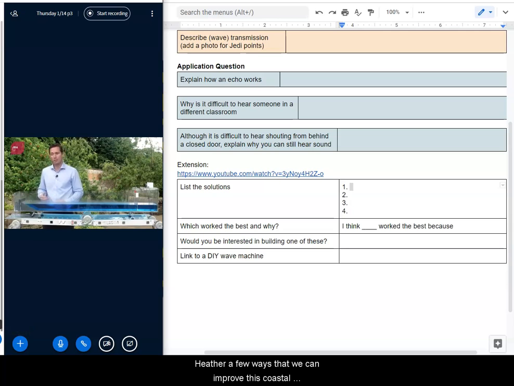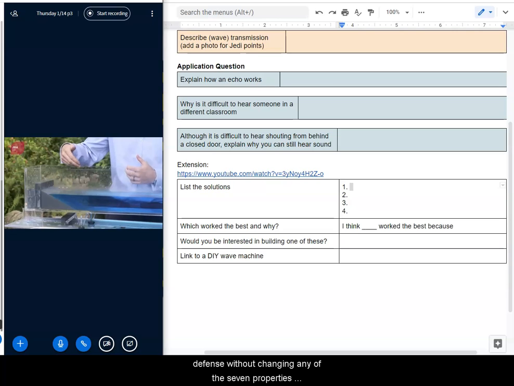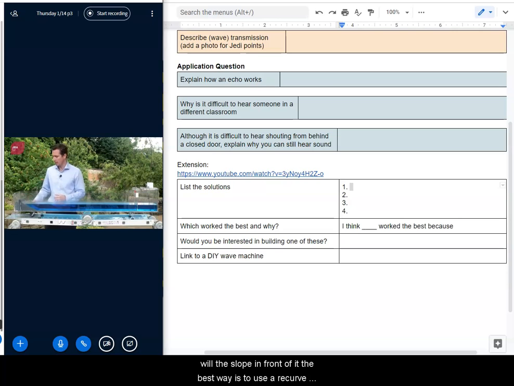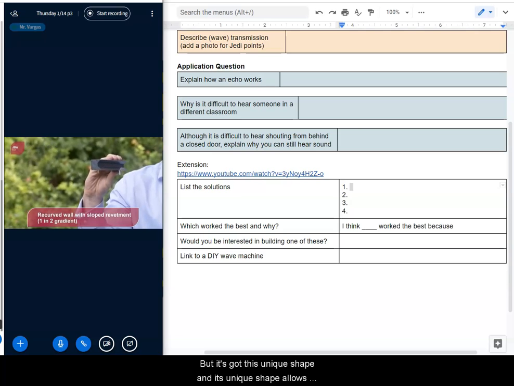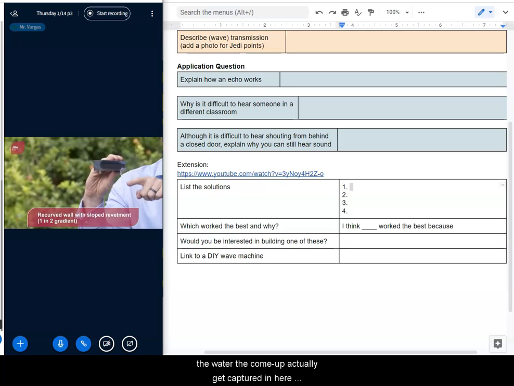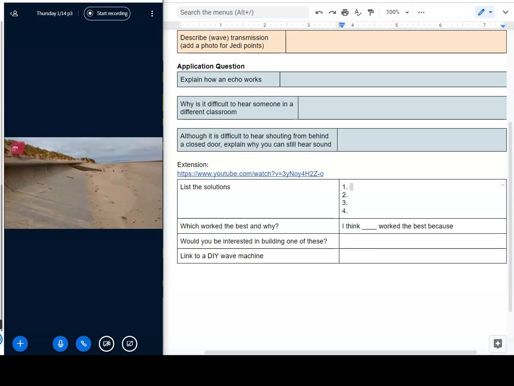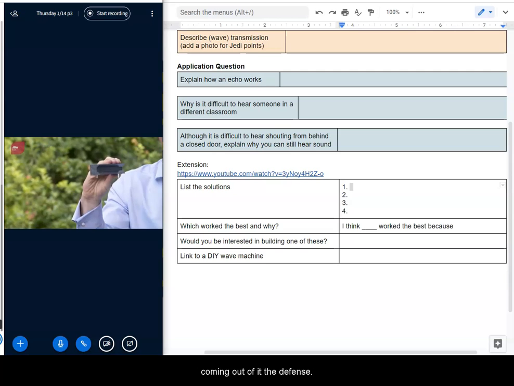Now there are a few ways that we can improve this coastal defence without changing any of the sediment properties or the slope in front of it. And the best way is to use a recurve wall. Now the beauty of this is it's not any higher or larger in the structure, but it's got this unique shape. Now this unique shape allows the water to come up, actually get captured in here and then shot back out to sea. And because of the nature of this, there's going to be less waves coming over the defence.